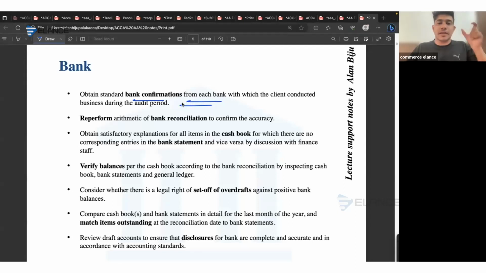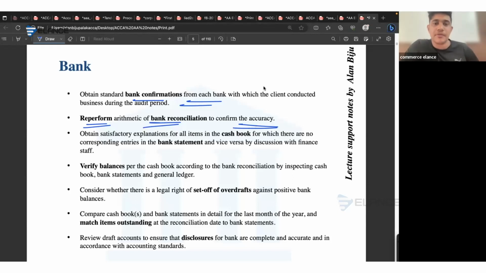Similarly, if it is mentioned in the scenario that the client has already prepared their bank reconciliation statement, you can ask to reperform the bank reconciliation statement to confirm the accuracy. But if it is mentioned that the client has not carried out the bank reconciliation, or for the past few months has not carried it out, you should never give the point of reperforming the arithmetic of the reconciliation because they haven't performed it.